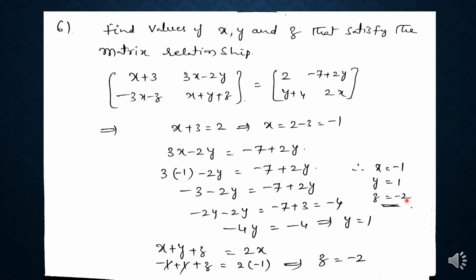So to check whether these values are correct or not, now take the fourth relation which we have given, minus 3x minus z is equal to y plus 4. Now substitute x value and z value. X is equal to minus 1, z is equal to minus 2. Minus 3 into minus 1, that is plus 3. Minus of minus 2, that is plus 2. 3 plus 2, that is 5. So here if we substitute y is equal to 1, this becomes 1 plus 4, 5. So these two are equal. So the values of the variables x, y, z are correct.